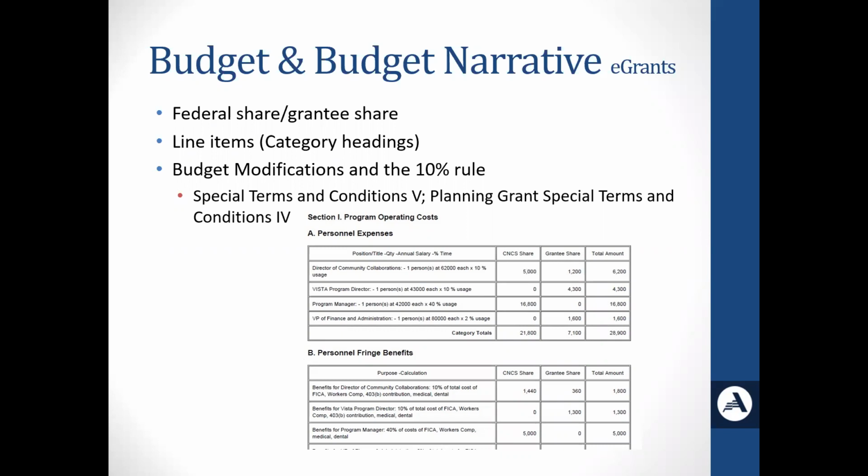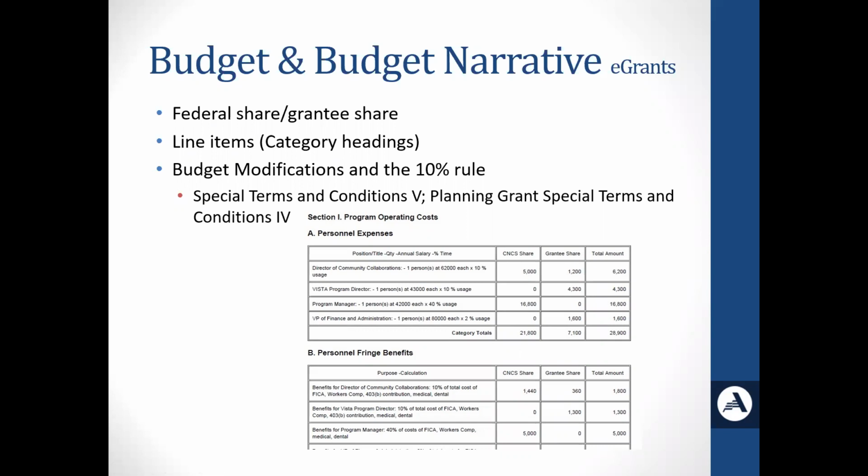If you don't have a line item cost, for example, you didn't put anything under staff training, but you want to spend some money on staff training, then we'll need to have a budget modification. That's a form you'll see a little later in the presentation that'll be in your fiscal workbook.